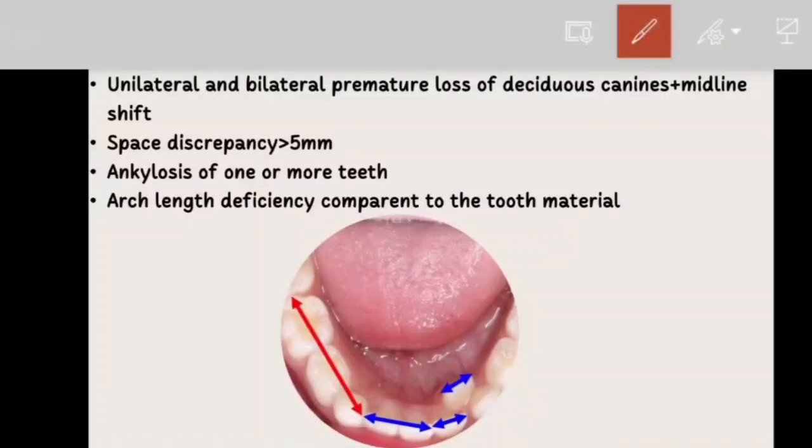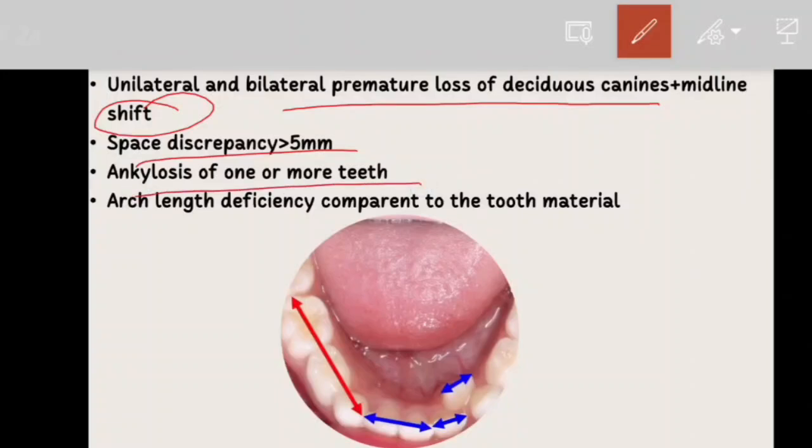Next is unilateral or bilateral premature loss of the deciduous canine plus midline shift, where we will do serial extraction; severe space discrepancy, which is more than 5 mm; and ankylosis of one or more teeth. Here the arch length deficiency is comparable to the tooth mass. So you see in this image an arch length deficiency, so here we will do extraction.